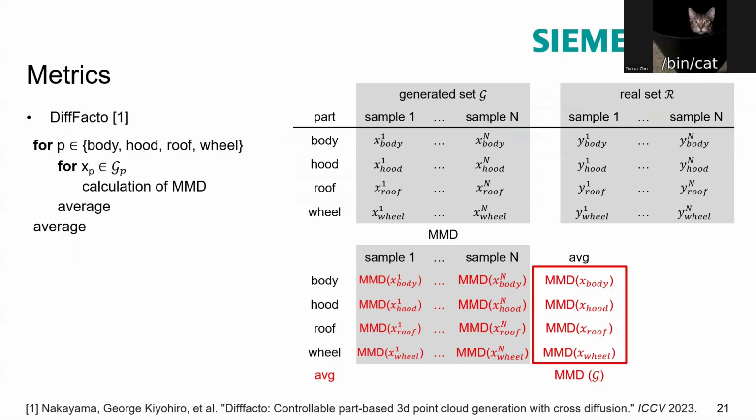Finally, the overall MND score is obtained by averaging the MND values computed for these four semantic parts. However, this evaluation method has a key limitation. It computes each part independently and fails to account for the coherence between different parts within the same sample.